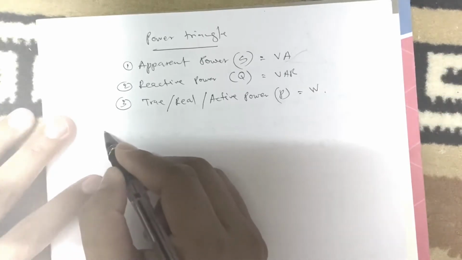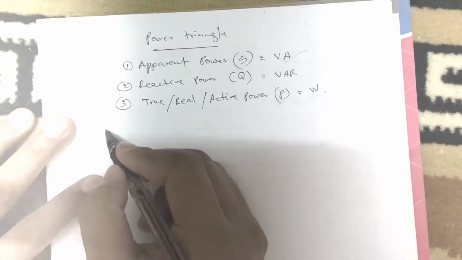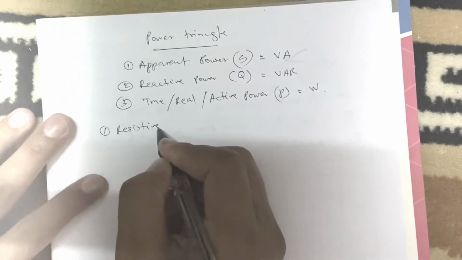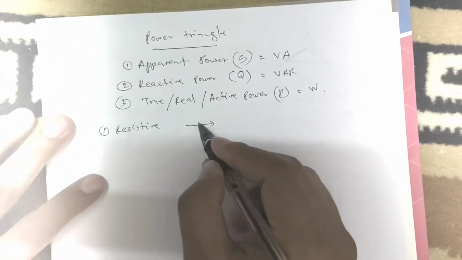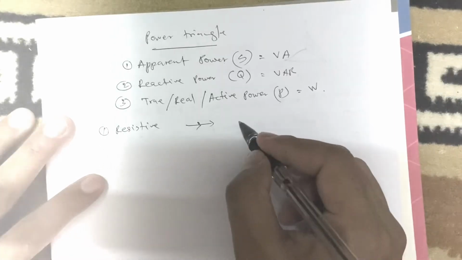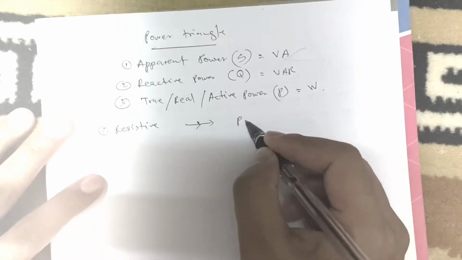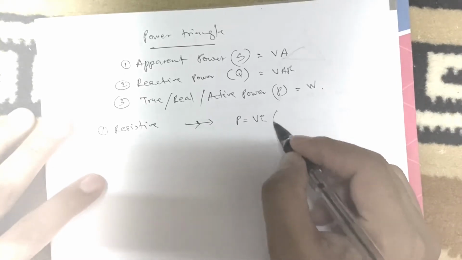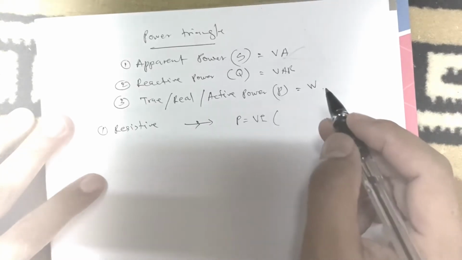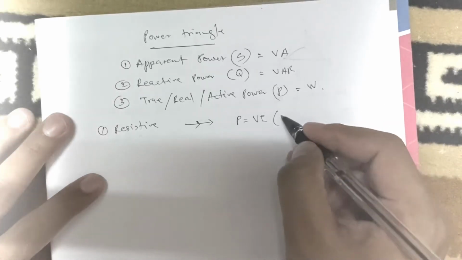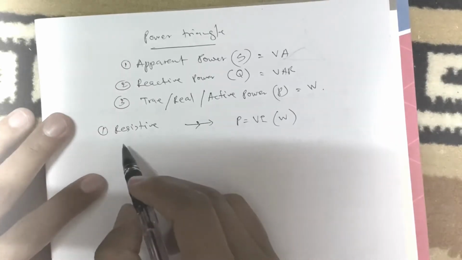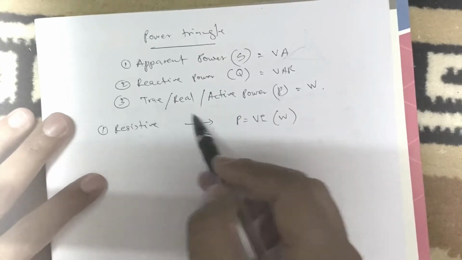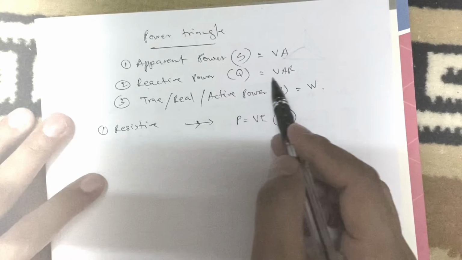Usually we talk about three loads. First one is the resistive load. In case of the resistive load, your voltage and the current are in phase, which means you will only have the true power, which is given by VI, and the unit will be the watt. Now in case of the purely resistive load, the reactive power will be 0, and the true power will be VI.